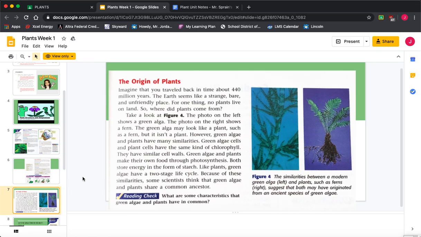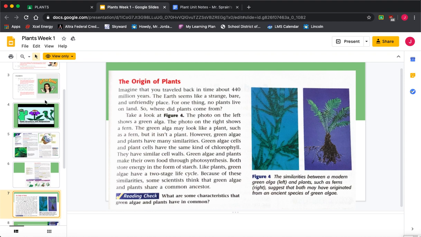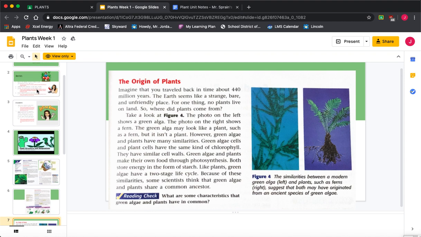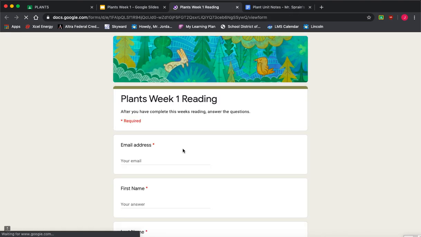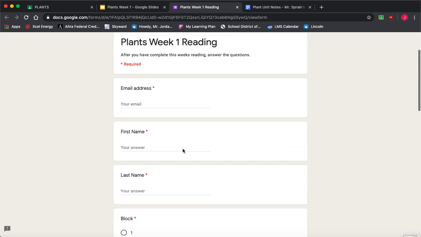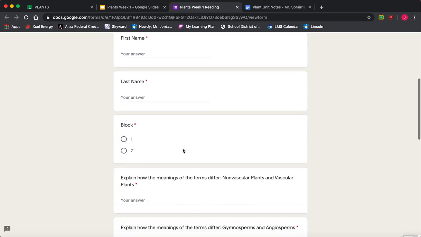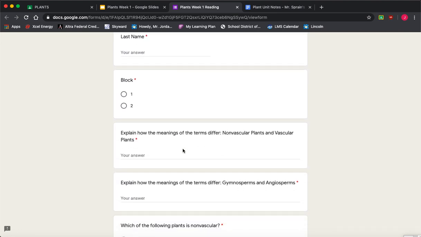So, from here, Miss Virata uploaded a link to a Google form, and I think that's going to be on slide 3 here. So part of your assignment, step 1 says to submit your responses on the Google form for this week's reading. So I'm going to see if I can open the form here. Okay. So the form will look like this. You have to include your email address, name, and what your science block is. Most of you, I believe, are in block 1.